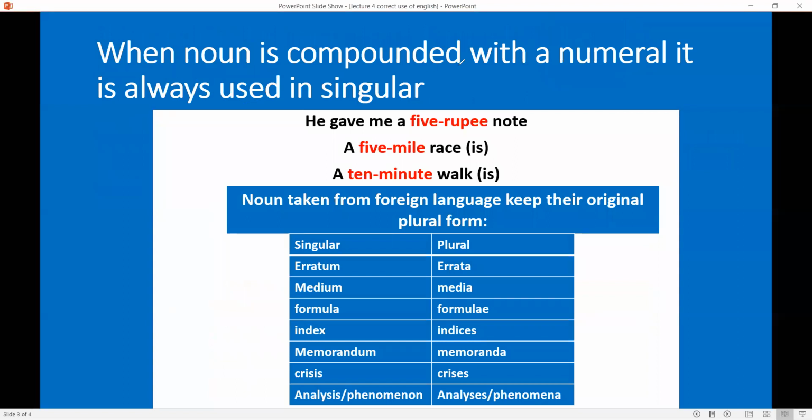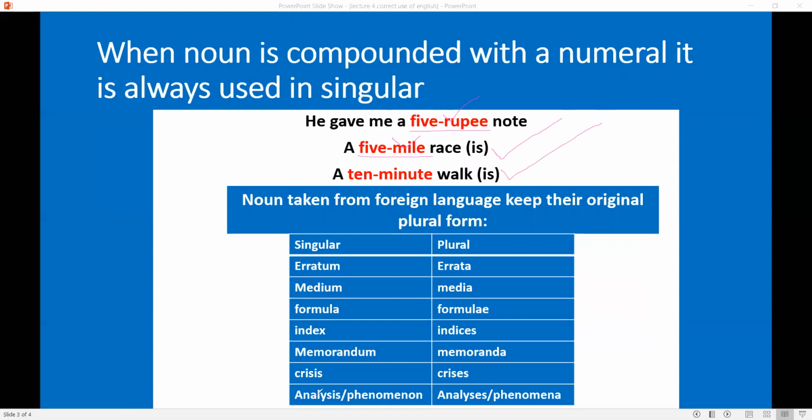Now, when a noun is compounded, meaning two or more nouns are joined together with a numeral, 1, 2, 3, 4, 5, 6, these are numerals, it is always used in singular. He gave me a 5-rupee note, a 5-mile race. This is compounded. A noun is compounded with a numeral. A singular verb has been used here. A 10-minute walk is.